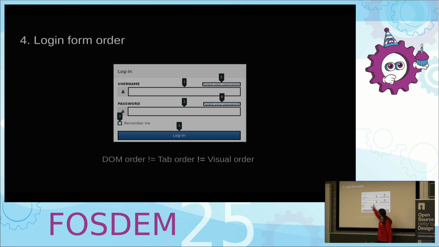So 1, 2, you go down, down, and then you go back up, and then down. For accessibility, you don't want this. You want to line up your visual content with your tab order, which in most cases also means lining things up with the DOM order. DOM is the document object model, so it's the way the information contained in the page is stored, I guess.